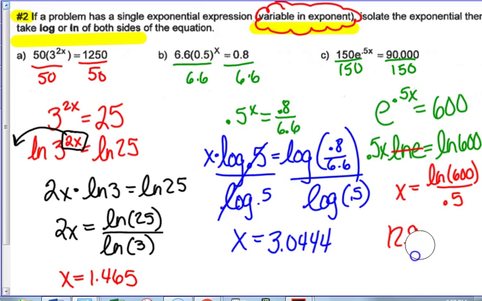Oops, if I could write, we'd be in good shape. 794. Okay. Okay, so if you plug in that many decimals, it comes back 90,006, which is pretty darn close, right? Okay.